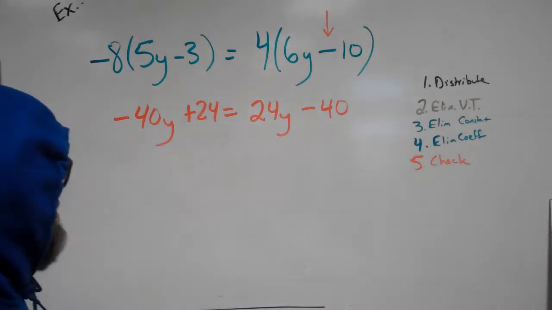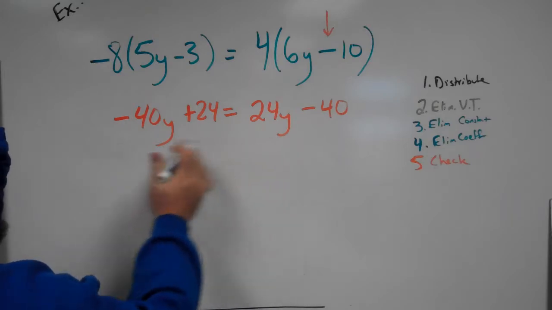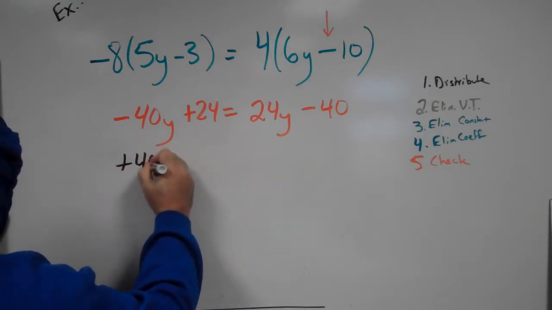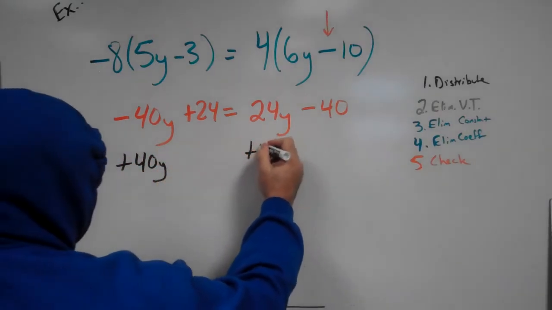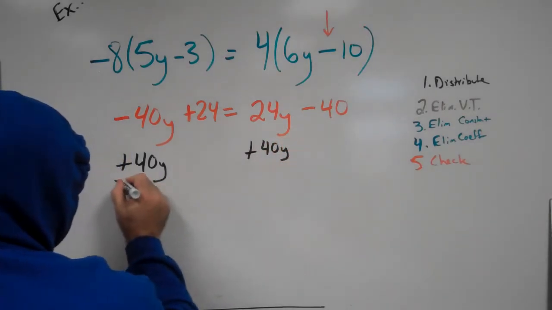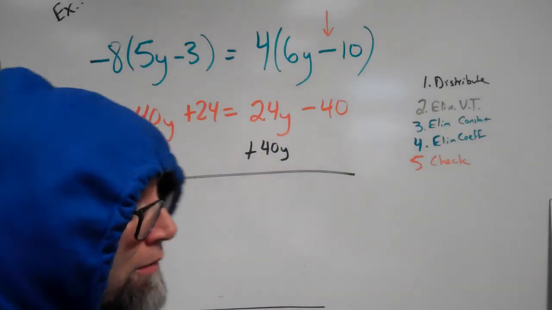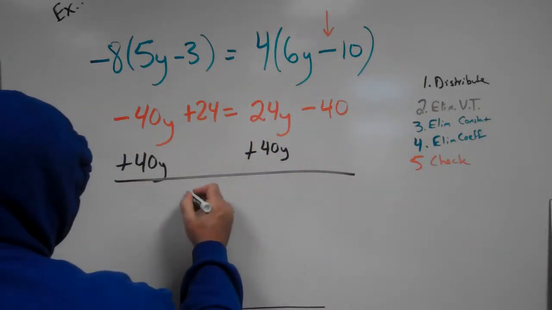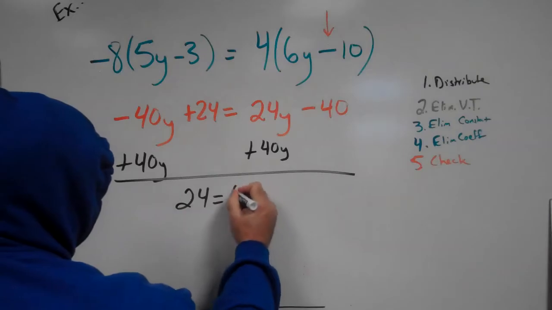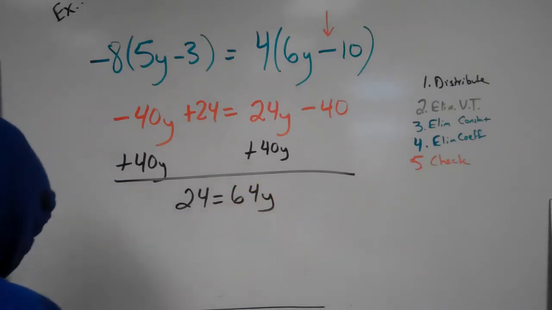Eliminate a variable term. I'm going to add 40 to both sides. I have a choice, but I'm going to add 40 to both sides just because my variable term will be positive then. Leaving me 24 equals 64y.